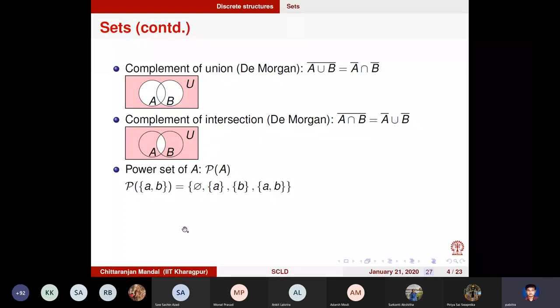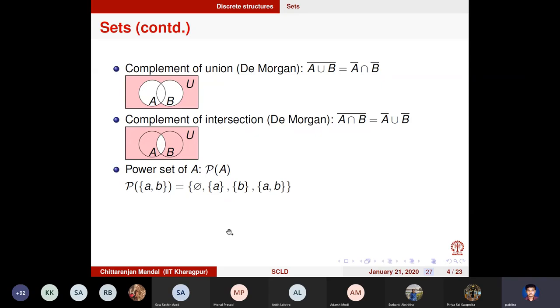So naturally, you can easily verify that if a set A has cardinality n, the power set will have cardinality 2 to the power n, because there are 2 to the power n possible subsets of A if A is of cardinality n.